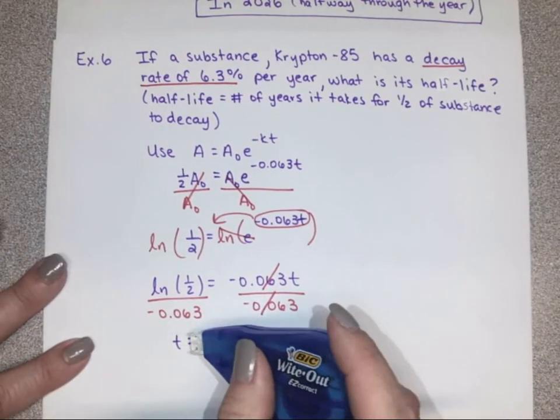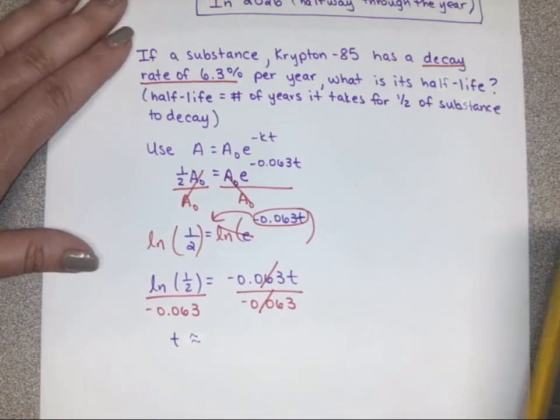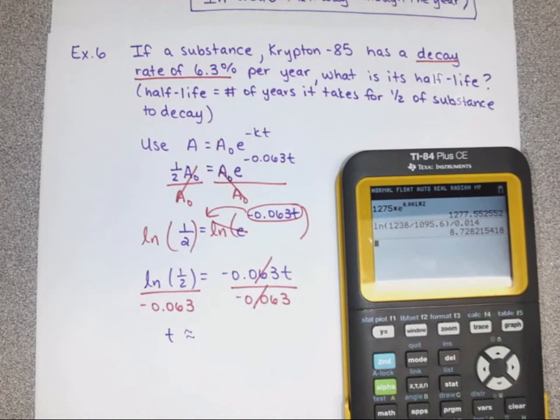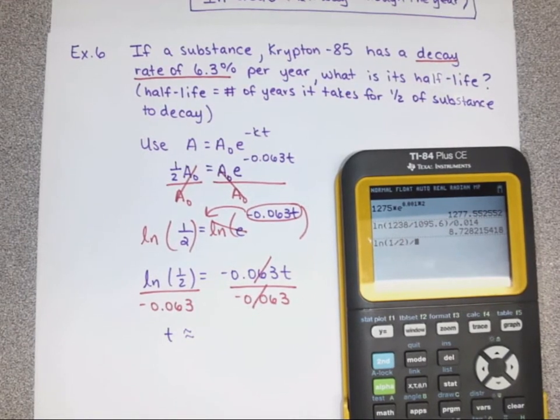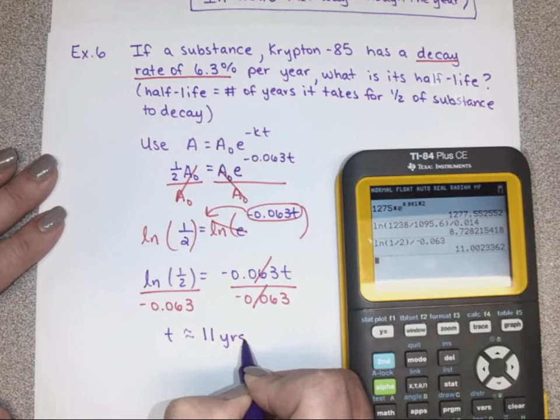This one, usually you will be told how to round it. So let's just say I asked you to round this to the nearest year. So we would use our calculator, and we're going to do ln of 1/2, and then divided by negative 0.063. Okay, and notice it's really pretty close to 11 years.